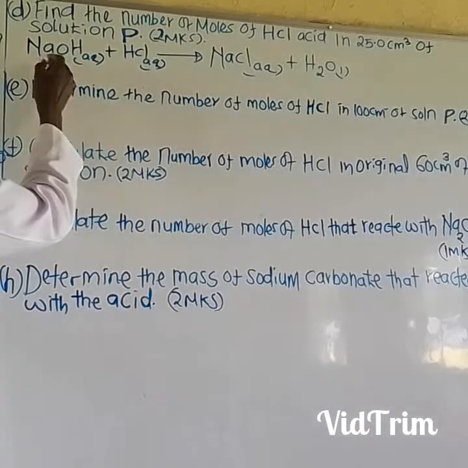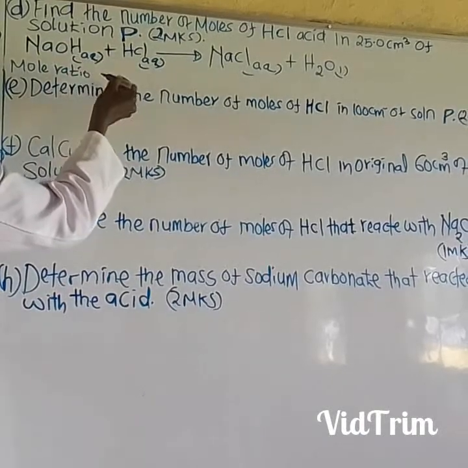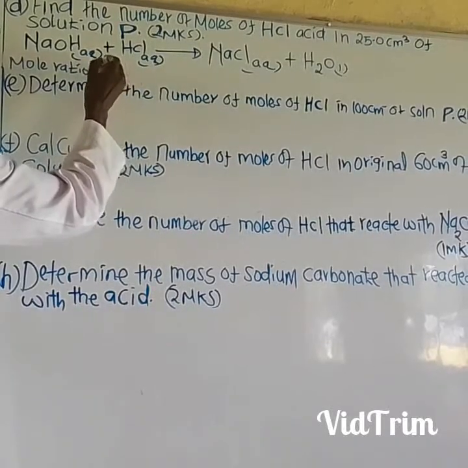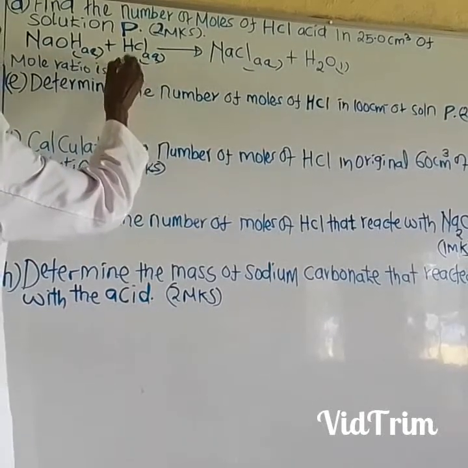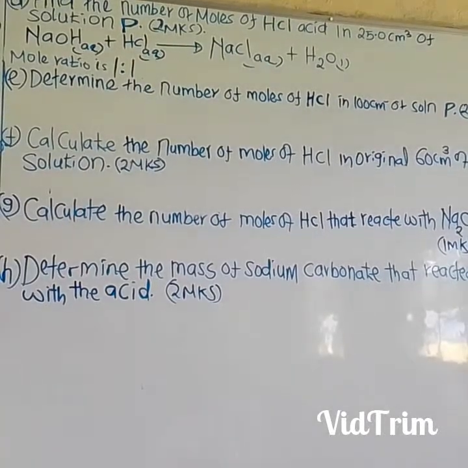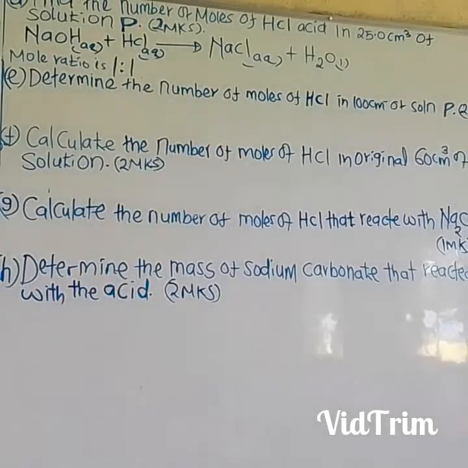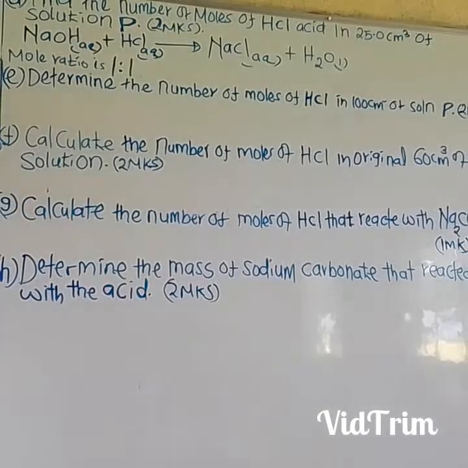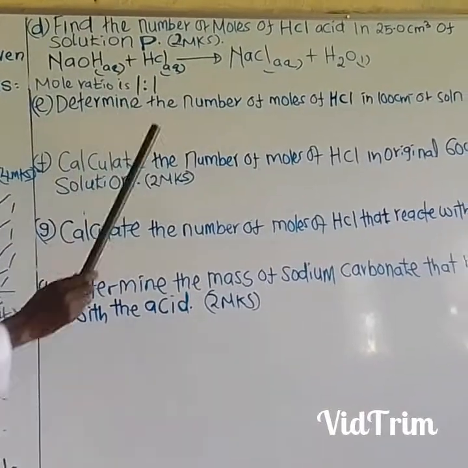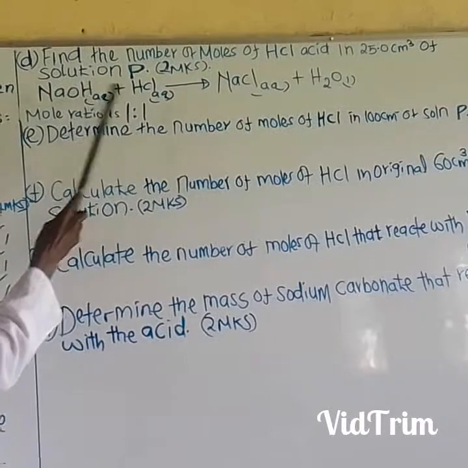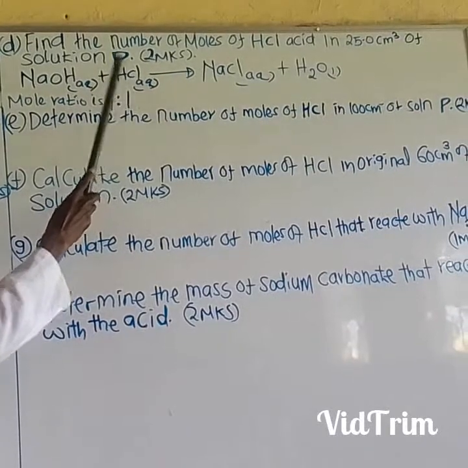So you write here and say mole ratio between the base and the acid is ratio 1 to 1. So 1 mole of sodium hydroxide reacts with 1 mole of hydrochloric acid to give those products. Is it okay? So if we know the moles of sodium hydroxide that reacted with the hydrochloric acid, then the moles are equal because they are reacting with the mole ratio of 1 to 1. So moles of sodium hydroxide equals the moles of hydrochloric acid. Is it okay?